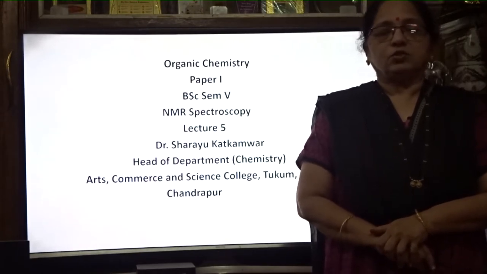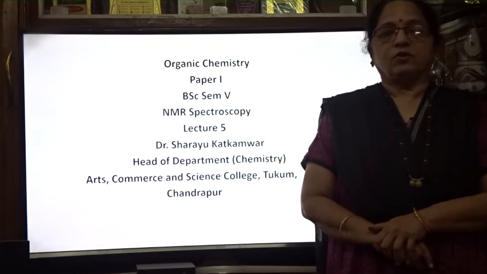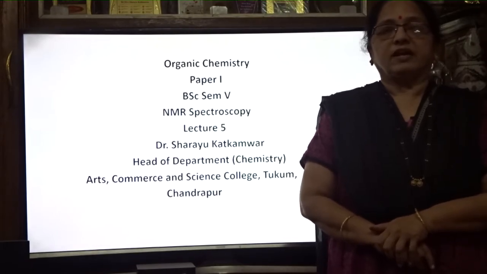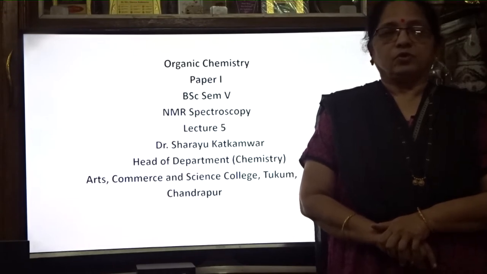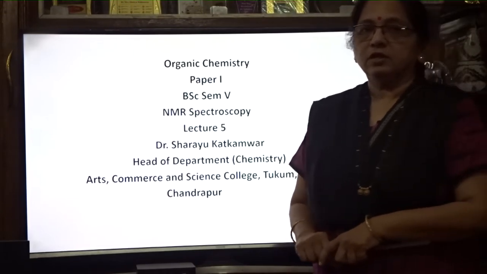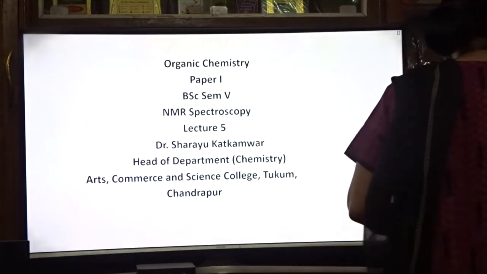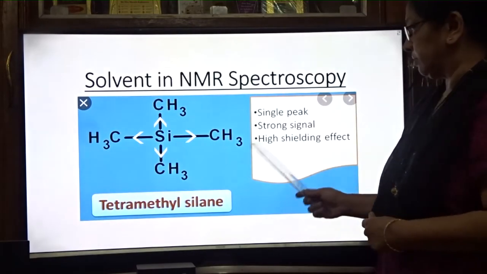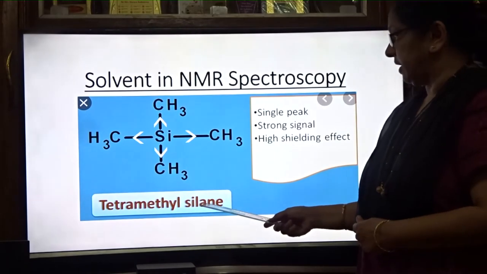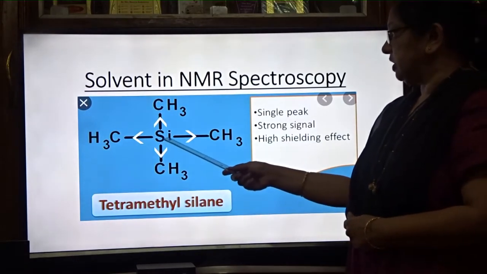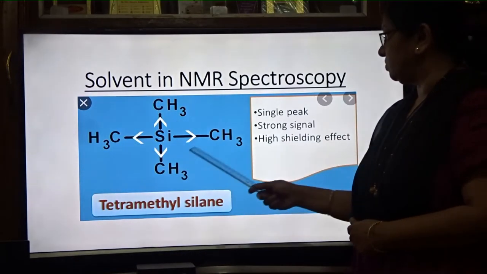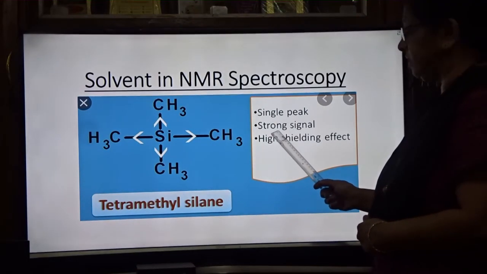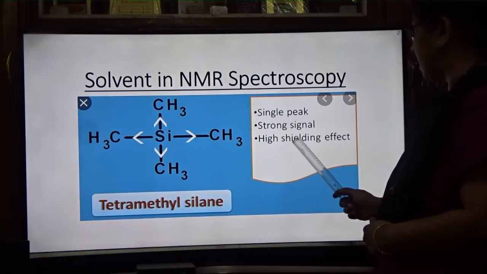So if all these qualities are there, then that solvent is used. In NMR we specially use tetramethyl silane. We will see the slides one by one. Solvent in NMR spectrum: we are using tetramethyl silane. Tetramethyl silane means silicon is there and four methyl groups are attached. So it is giving a single peak, a very strong signal, and it has a high shielding effect.